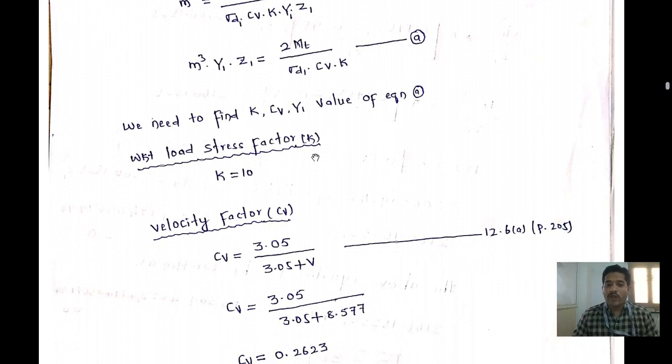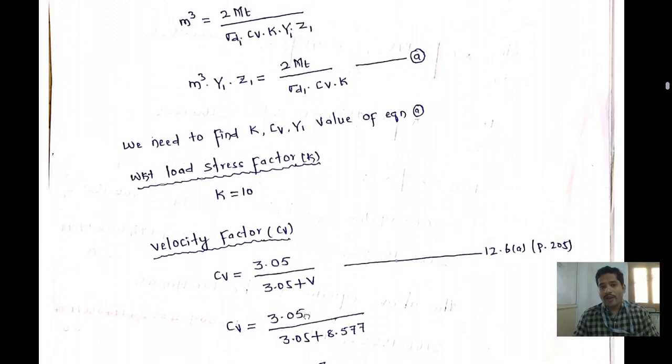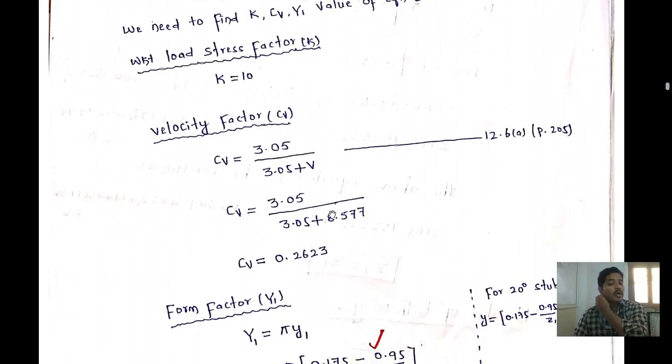So we need to find out the load factor value, the velocity factor value, and the form factor value. We know that the load stress factor we always consider as 10. After that, we need to find out the velocity factor value. So Cv is equal to 3.05 by 3.05 plus V. We know the linear velocity very well. How much did we get here? 8.77. If you divide the whole value, then you will get the answer as 0.2623.